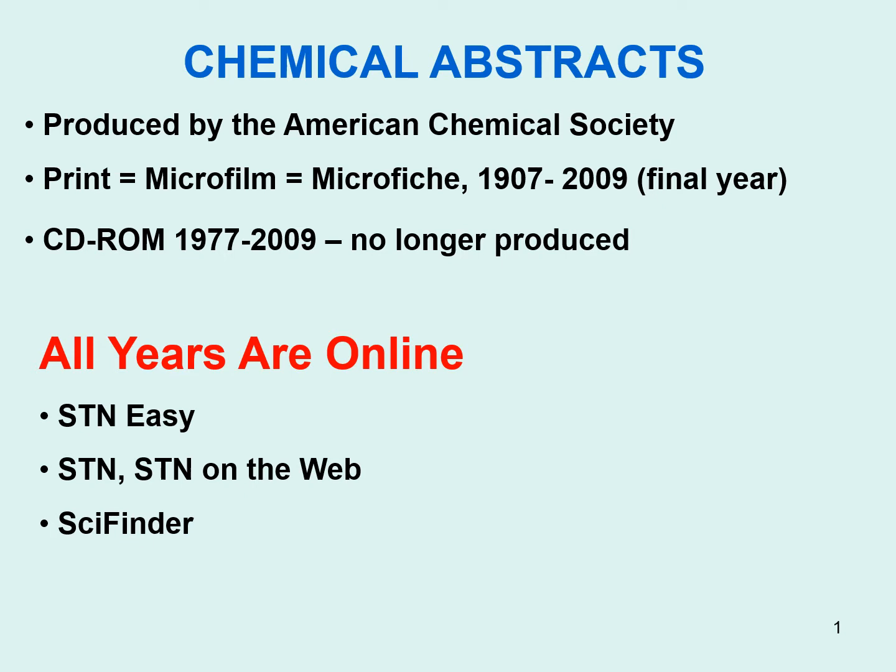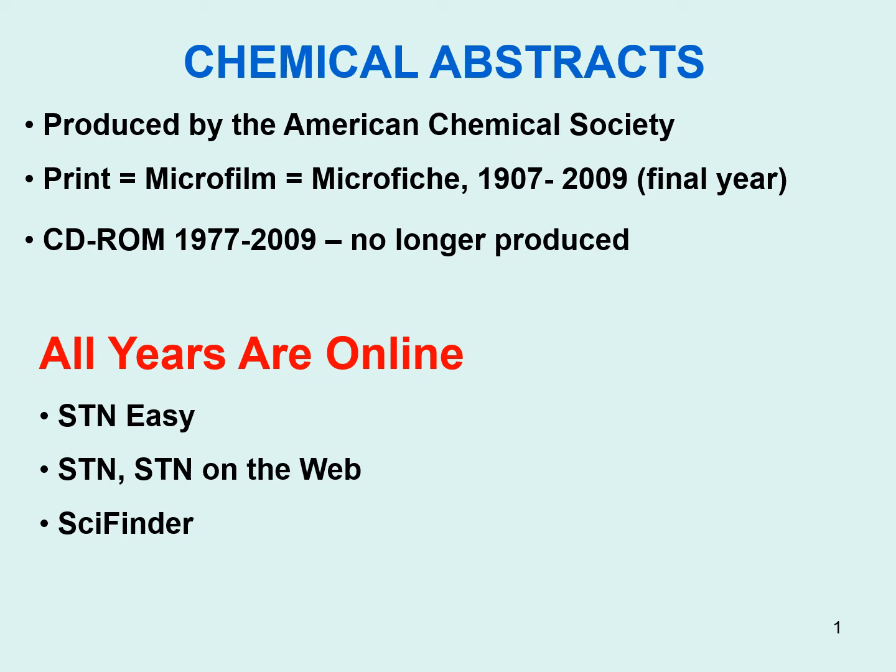Chemical abstracts exist now only as different online databases. It used to exist also in print. In fact, that's how it started out before databases came along. It started in 1907, and the final print edition was in 2009. Besides being in hard copy print, it also existed in microfilm or microfiche.